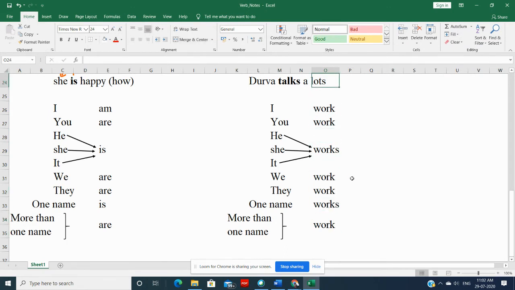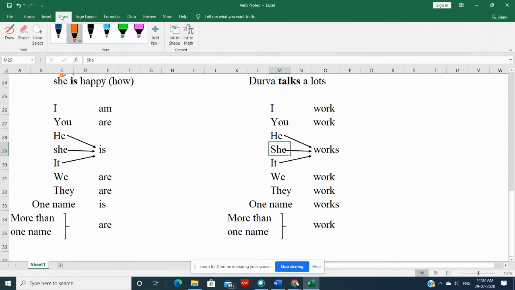Let's see now. See, I is one singular person, so first person. So it is I work, you work. Okay? Now you just have to remember this. With he, she, it, and only one name. Let me mark it for you.